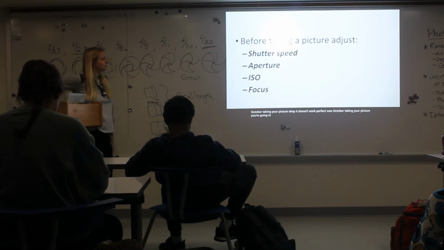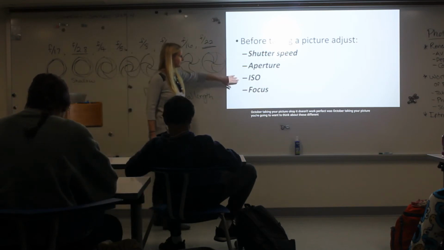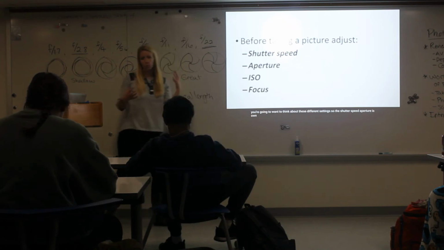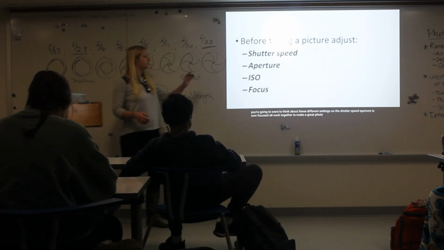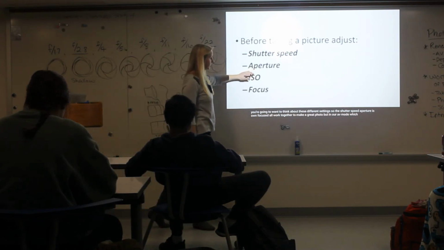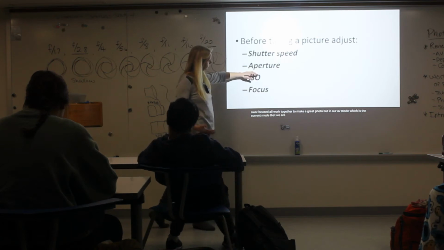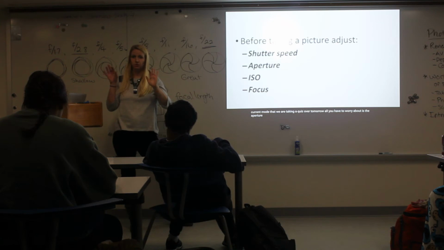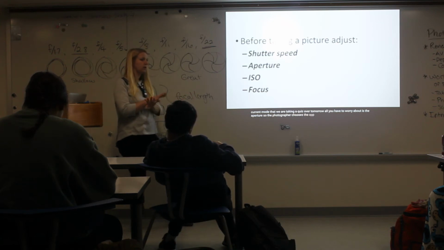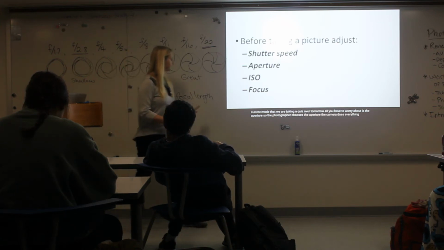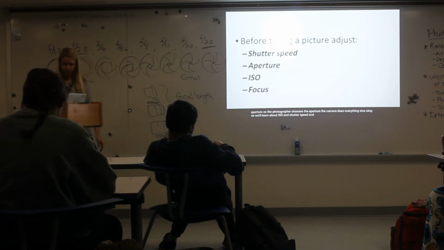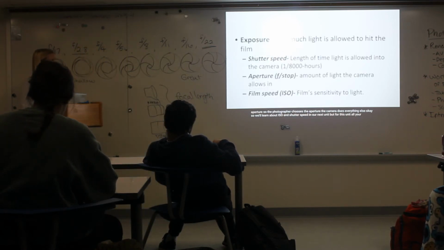Before taking your picture, you're going to want to think about these different settings. So the shutter speed, aperture, ISO, and focus all work together to make a great photo. But in our AV mode, which is the current mode that we are taking a quiz over tomorrow, all you have to worry about is the aperture. So the photographer chooses the aperture, the camera does everything else. Okay, so we'll learn about ISO and shutter speed in our next unit. But for this unit, all you're worried about is the aperture.